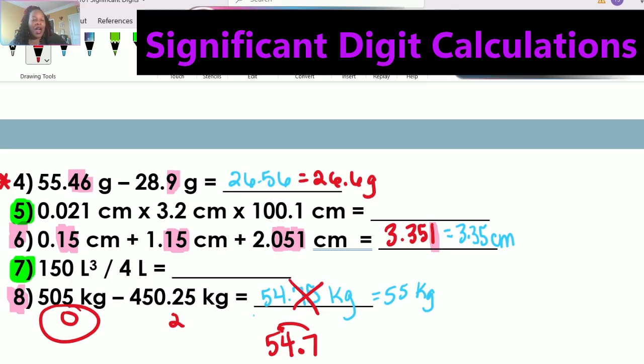So for number 5, the correct answer is 6.7. Sorry, y'all, can't get my numbers right. 6.7 cubic centimeters. I was looking at the whole number. All right, so we're going to do number 7.